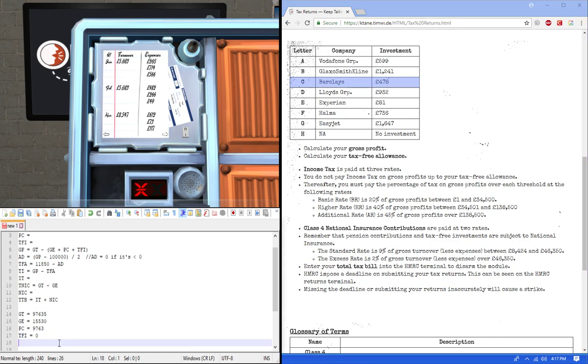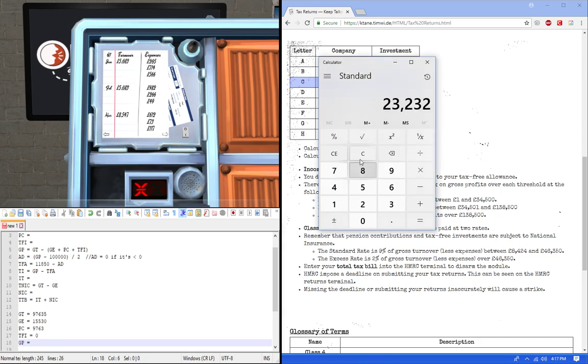And then we got to make our gross profit. So we're going to do our 97,635 minus our 15,530 minus our 9,763, which gives us 72,342.